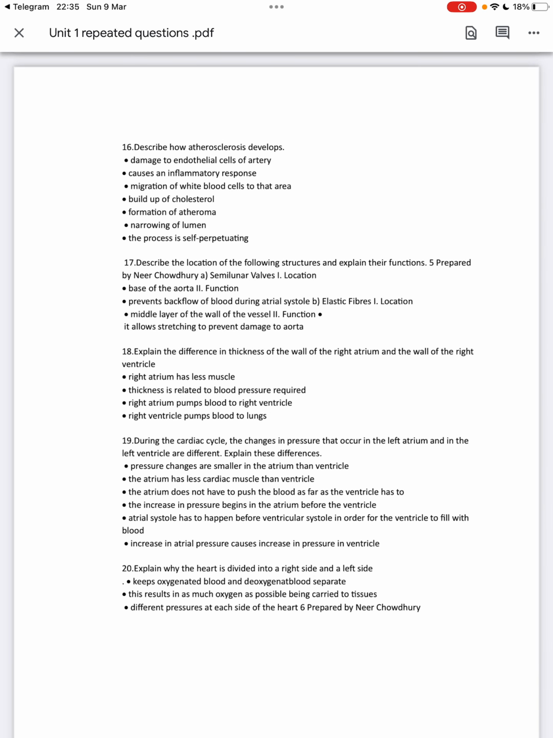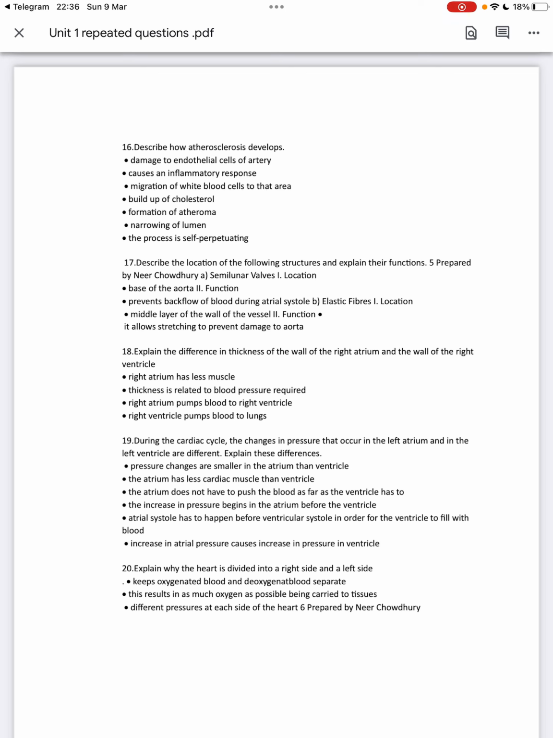Question 16. Describe how atherosclerosis develops. Damage to endothelial cells of the artery. This is very important, guys. It causes an inflammatory response, migration of white blood cells to the area, buildup of cholesterol, formation of atheroma, narrowing of the lumen, and the process perpetuating.